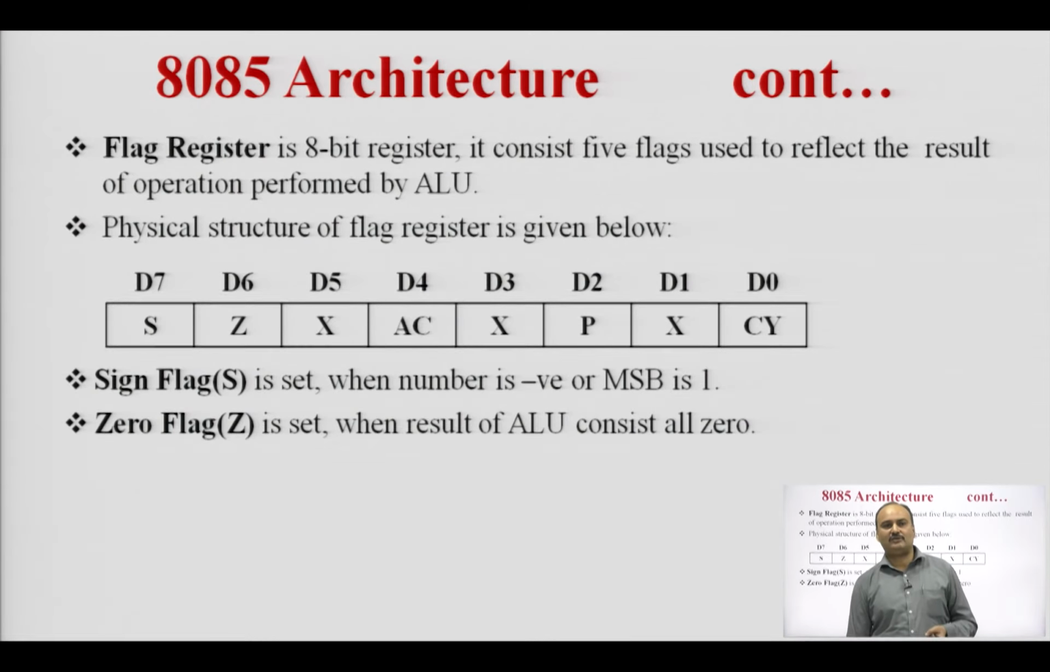The zero flag is set to 1 when the result of the arithmetic and logic unit consists of all 0s. Suppose you subtract two same numbers, the result is obviously 0. So, during the execution of this operation, the result is 0, the zero flag is set, otherwise it is reset.